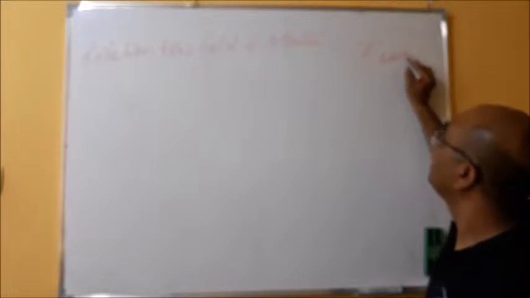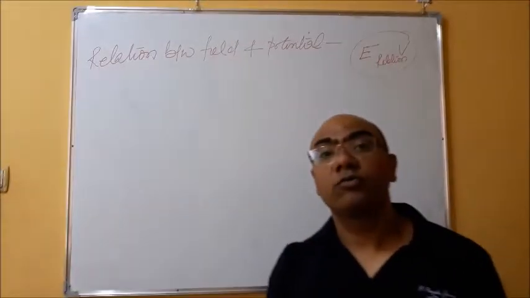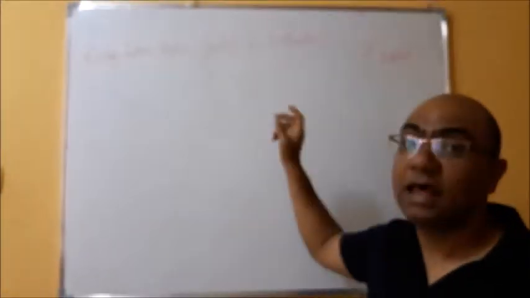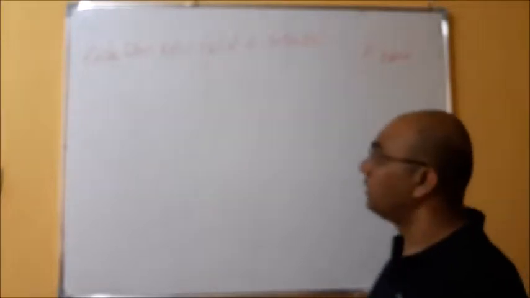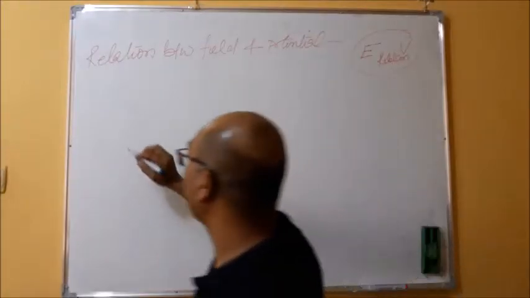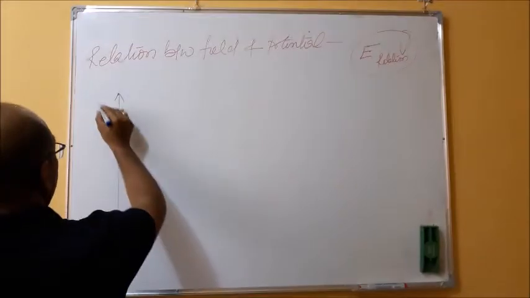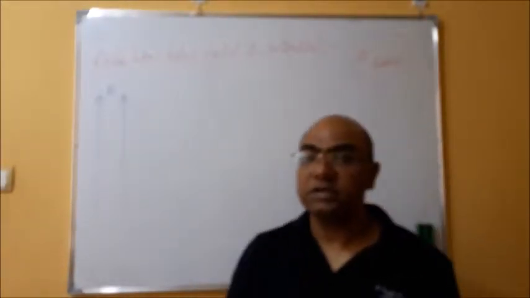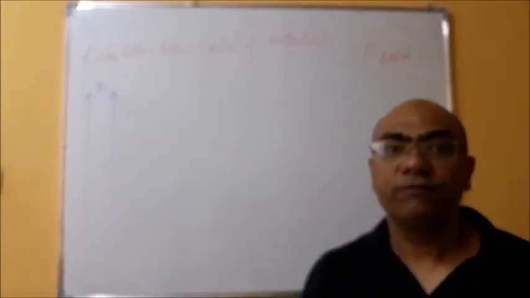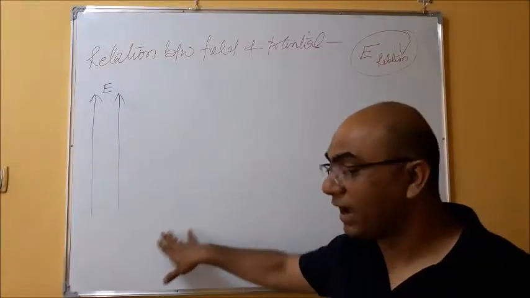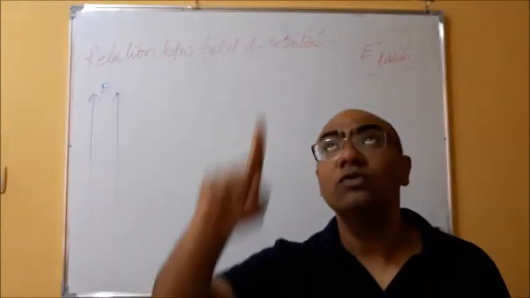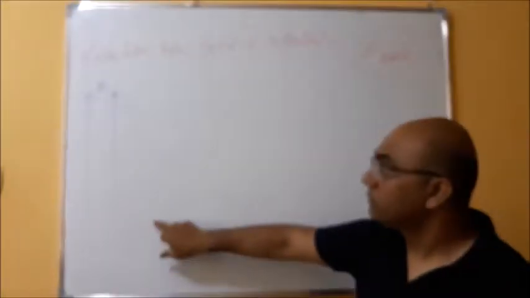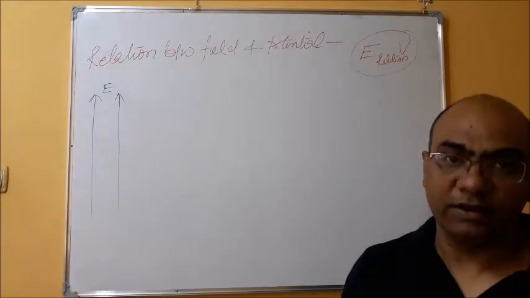Okay, how can we formulate between electric field E and potential V? To understand this, let me have a uniform electric field which is going from top to bottom, right? In the same case, you can imagine that if you are in a room, then the electric field lines are moving from floor to roof everywhere. So it's a uniform electric field, right?